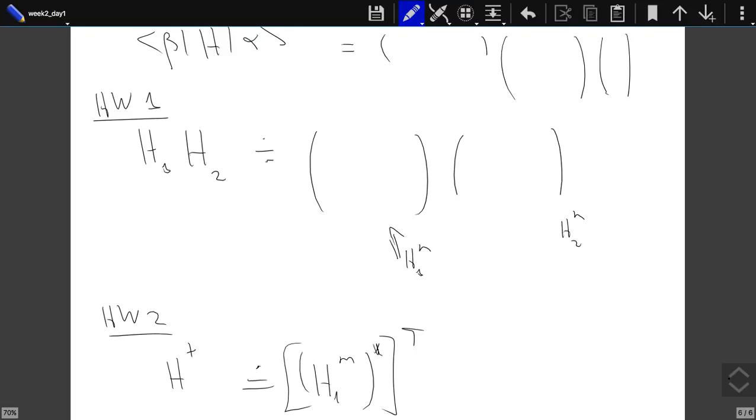Now homework 2, we had already defined what we call the Hermitian conjugate of an operator. Just show that the Hermitian conjugate of an operator has the matrix representation that can be obtained by the matrix representation of the operator itself, not its Hermitian conjugate. You take the matrix representation of the operator, take its complex conjugate, and then transpose it.